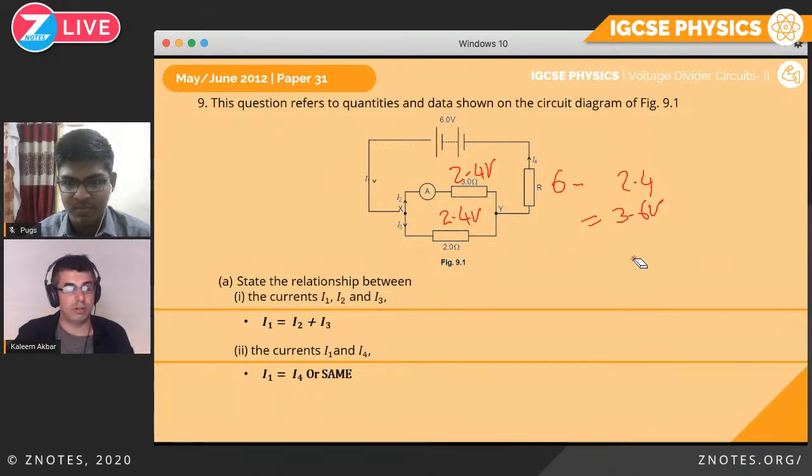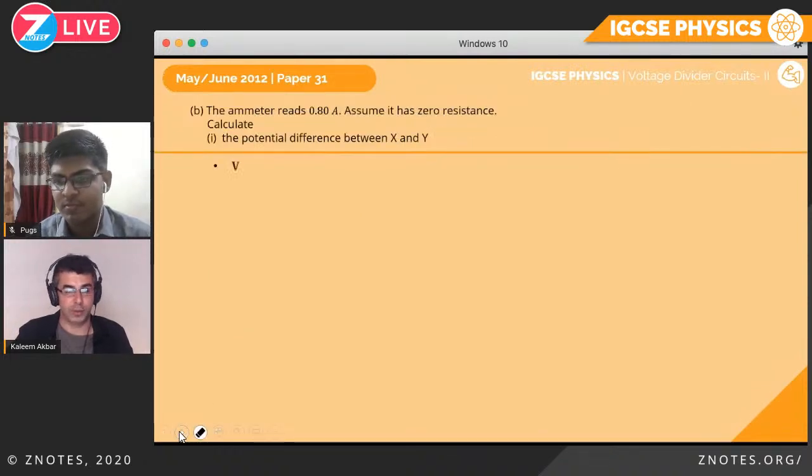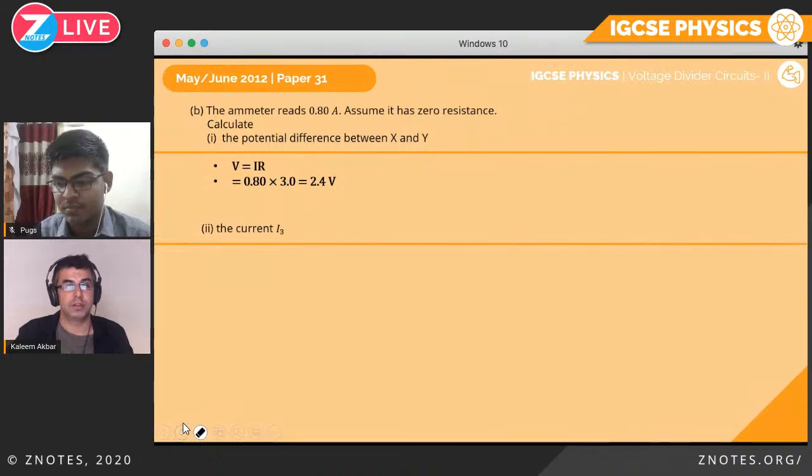So 6 minus 2.4 equals 3.6. So now look, guys, 2.4 and 3.6 gives me 6. The current here is 0.80. We don't know what it is here, but we could find it very easily now because we've got a voltage and we've got a resistance. In fact, I'm jumping ahead. I'm pretty confident they'll ask this question. So we've got voltage.